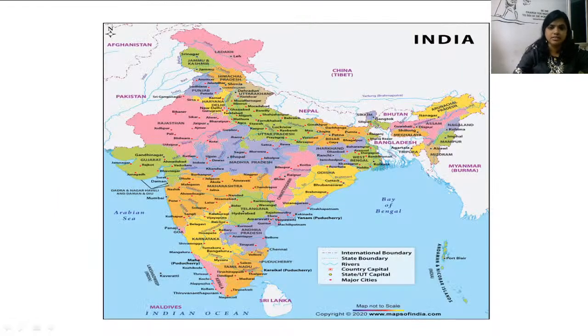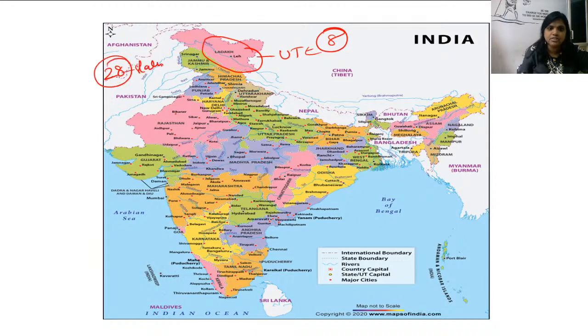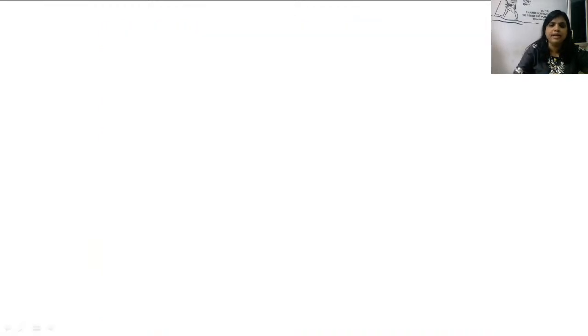So let's discuss it. This is the latest map. You can see the difference here: Ladakh is the new union territory. Jammu Kashmir is no longer a state; it has been divided into union territories. So we have 8 UTs in total. Earlier, along with Jammu Kashmir, we had 29 states, but since Jammu Kashmir is no longer a state, we have only 28 states. So let's see how it happened.